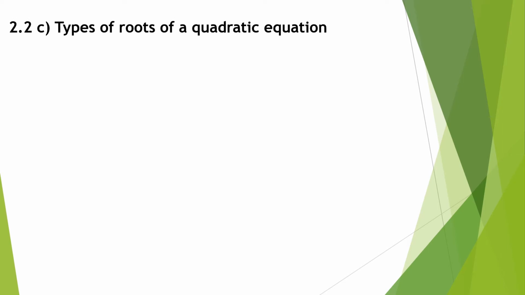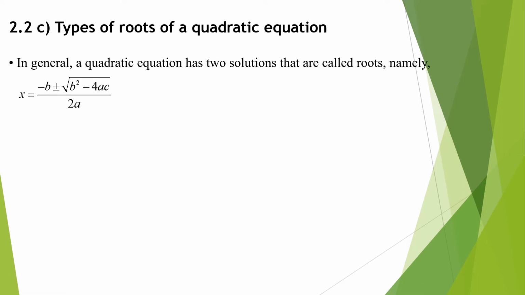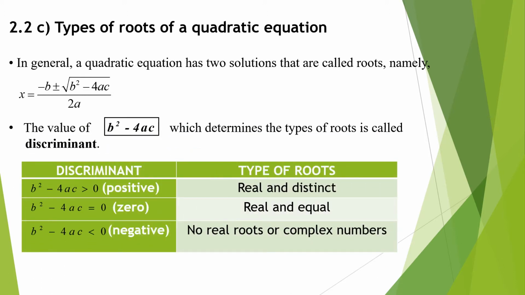Types of roots of quadratic equation. In general, a quadratic equation has two solutions that are called roots, namely negative b plus minus square root of b squared minus 4ac over 2a. Now, the value of b squared minus 4ac here, which determines the type of roots, is called the discriminant. So let's see what types of discriminant that we have.